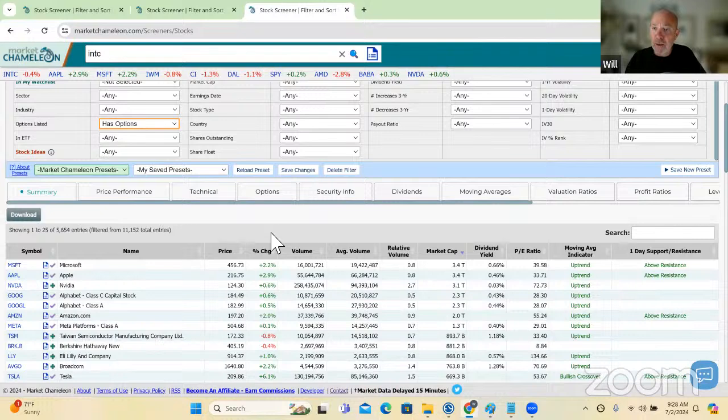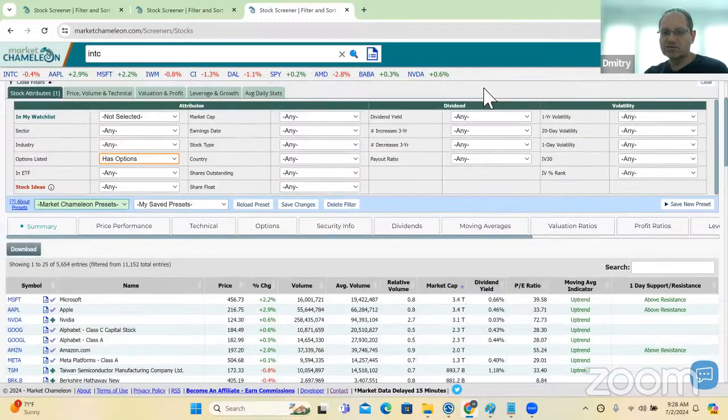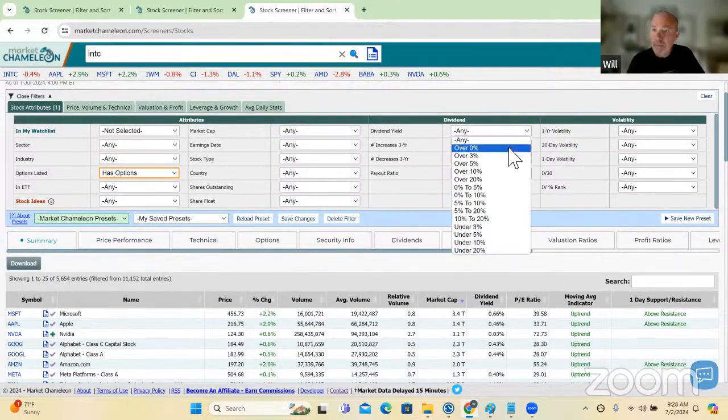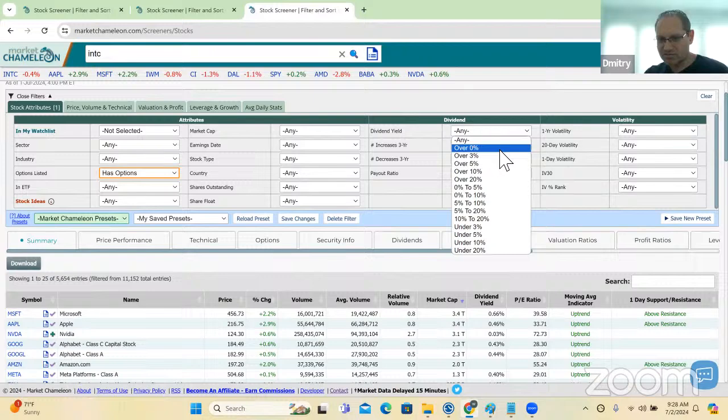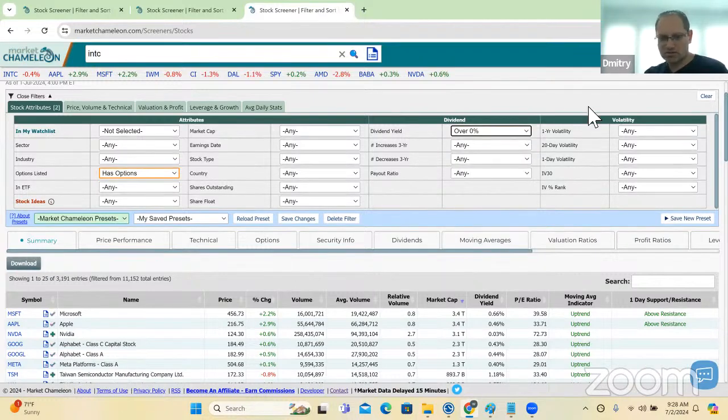How do you get the stocks that also have dividends? Is there a drop down there too? Yeah, you could just look at dividend yield and sort by it, over 0. So there you go, then you've got 3,100. That means they paid some dividend. And then you could play around with these.